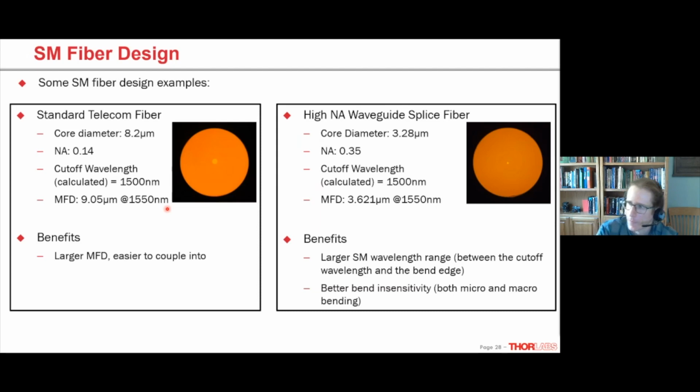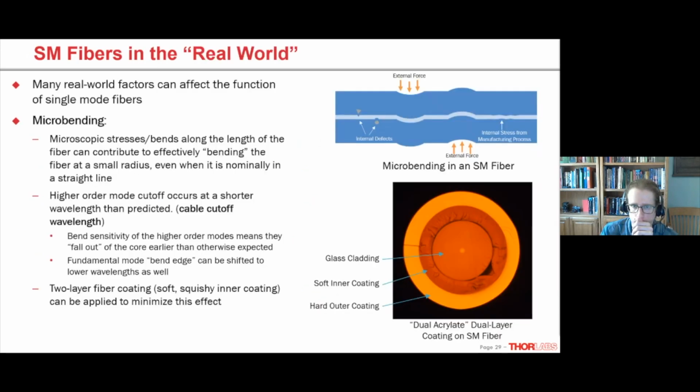Okay. Another question is more about fiber manufacturing. How are the layers created in a preform and then maintained during the draw process?